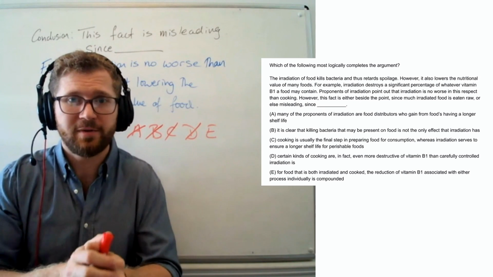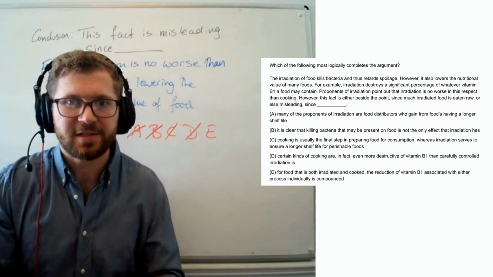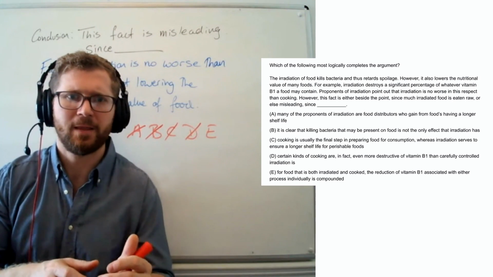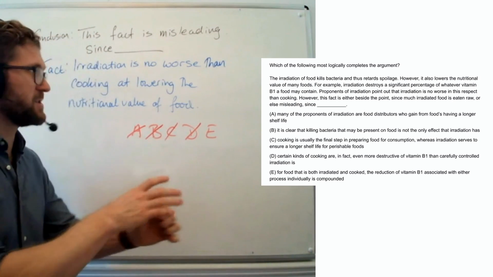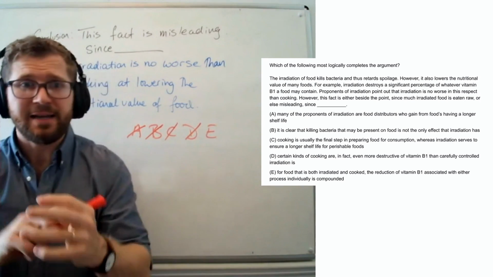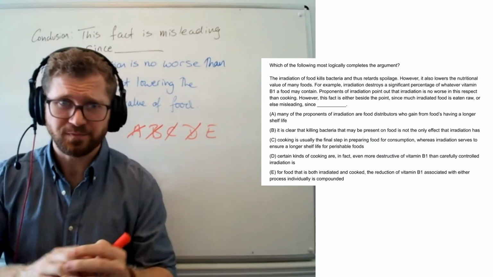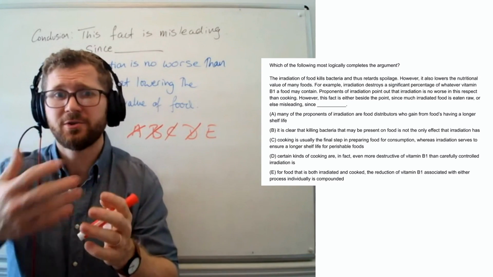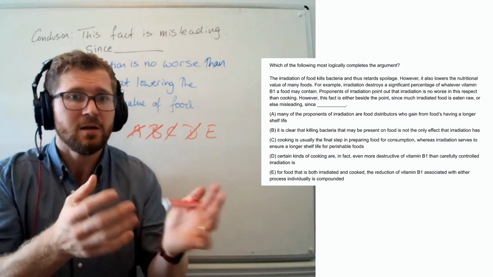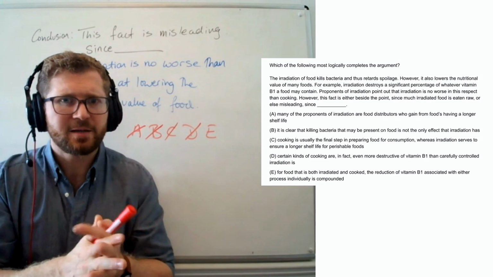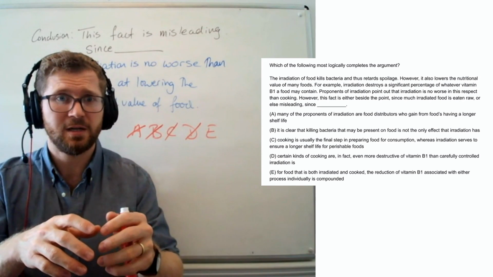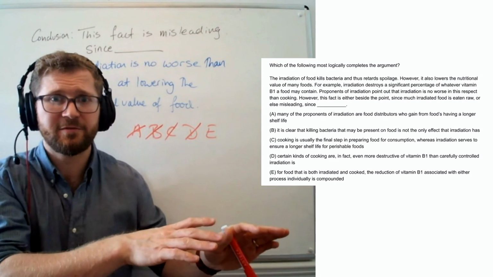So for food that is both irradiated and cooked, the reduction of vitamin B1 associated with either process individually is compounded. So what the passage is saying is that irradiation is no worse than cooking at lowering the nutritional value of food. Now, if irradiation would lower the nutritional value somewhat, and then cooking would not lower it any further, then we'd be okay. But E comes along and tells us that if I irradiate some food, I'm going to lower the nutritional value, and then I'm going to cook it, I'm going to lower it even further.